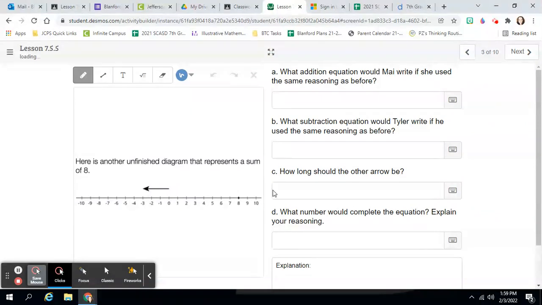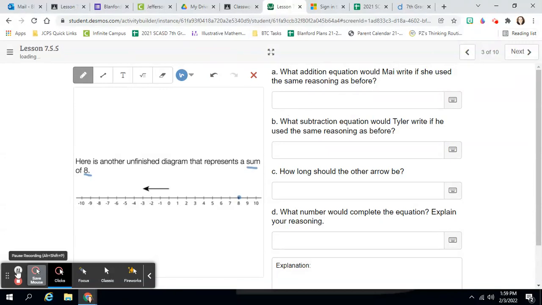Here we have another situation, and this is just like the one before. So what I want you to do is to go ahead and pause and try these out. Okay, so now this is saying what addition equation would Mai write if she used the same reasoning as before? And this diagram looks the same to me, except our arrow is different, but we're still trying to find a sum of 8. And so again, this is going to be my target.